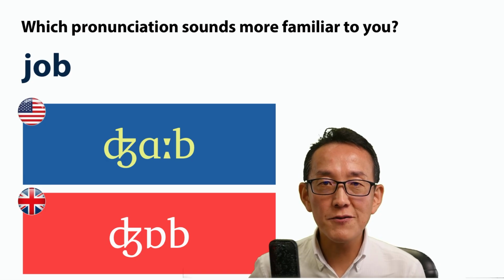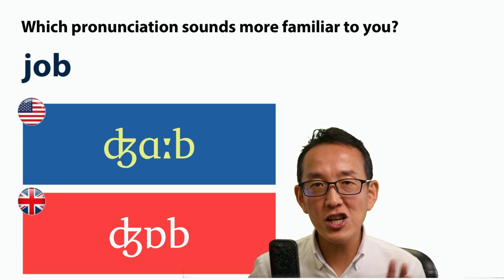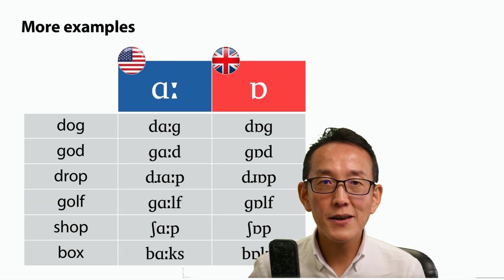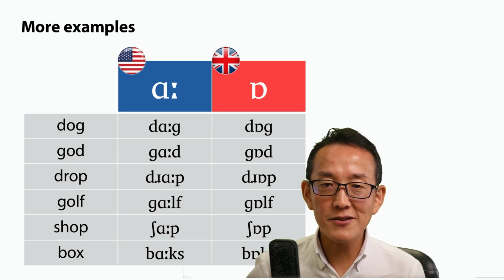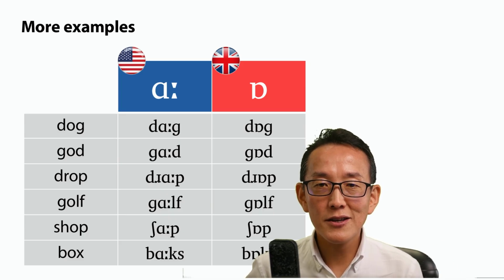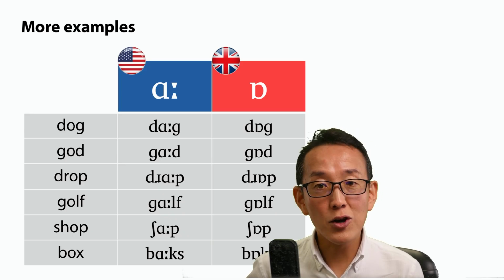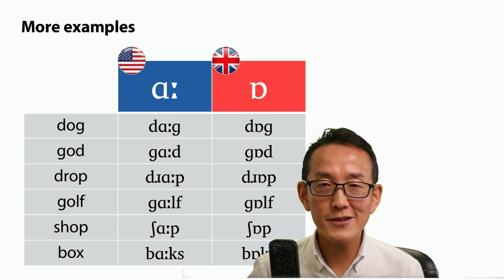This is not just a difference found in a few words. It's actually a regular pattern. Here are some more examples. I don't have the time to demonstrate everything today, but something like dog for American will be dog, God, and God. And it goes on like this.